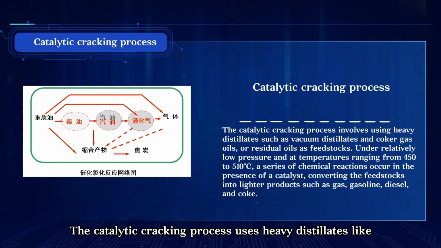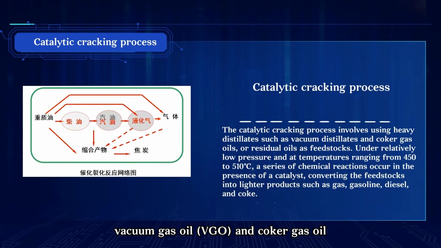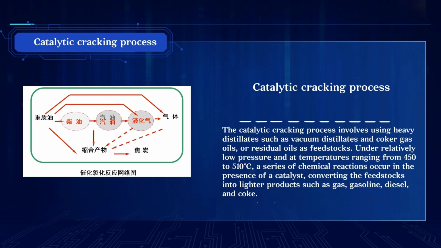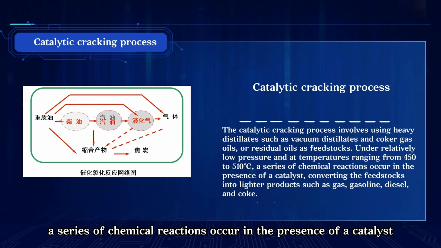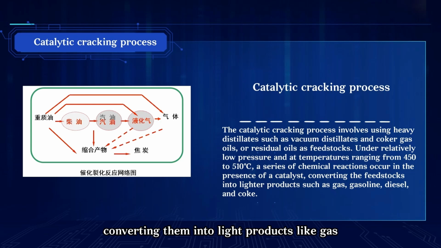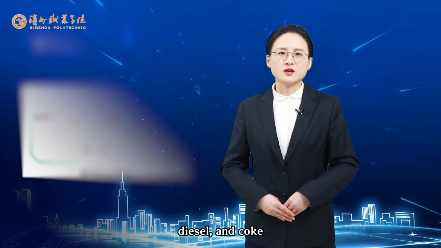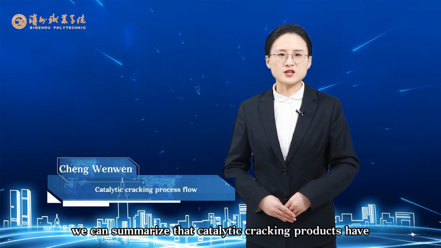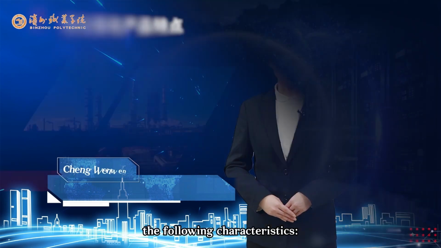The catalytic cracking process uses heavy distillates like vacuum gas oil (VGO) and coker gas oil or residual oil as feedstocks under relatively low pressure and at temperatures of 450 to 510 degrees Celsius. A series of chemical reactions occur in the presence of a catalyst, converting them into light products like gas, gasoline, diesel, and coke. Considering the products from various refineries, we can summarize that catalytic cracking products have the following characteristics.